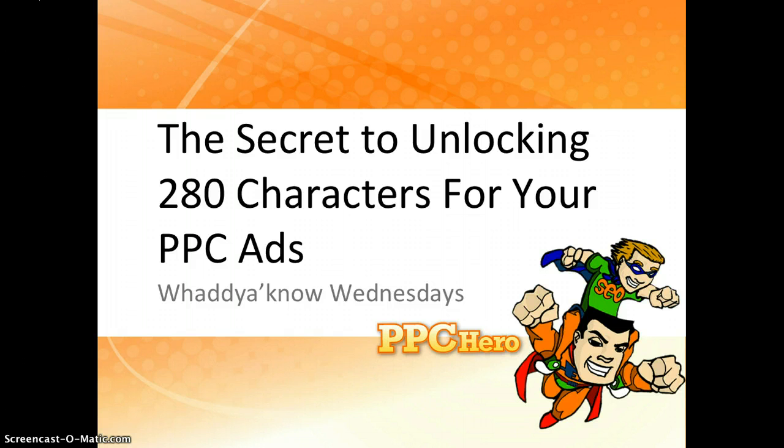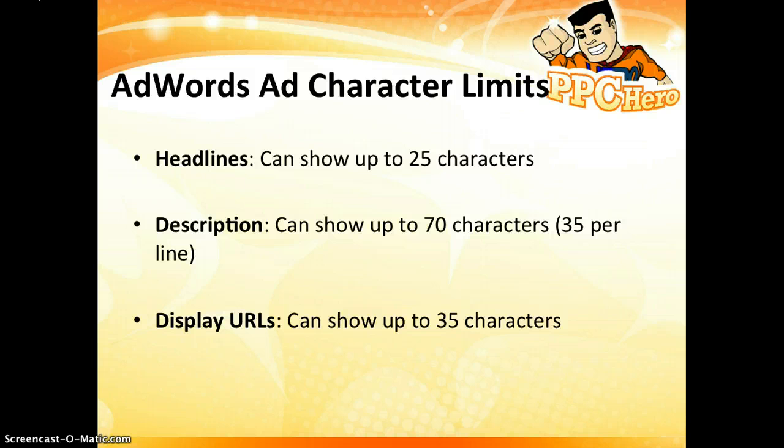Today, I'll be walking you through the secret to unlocking 280 characters for your PPC ads. Currently, AdWords states that your ad headlines can show up to 25 characters, whereas your description can show up to 70 total characters or 35 characters per line. And finally, your display URLs can show up to 35 characters. But for the purpose of today's lesson, we'll mainly be concerned with the 70 character total that we can find in the description lines.